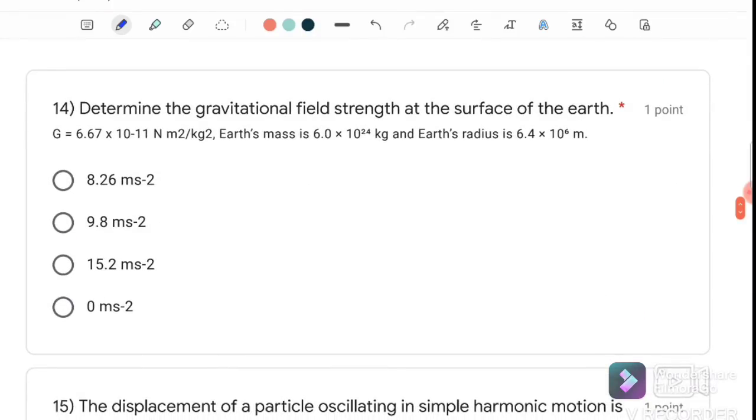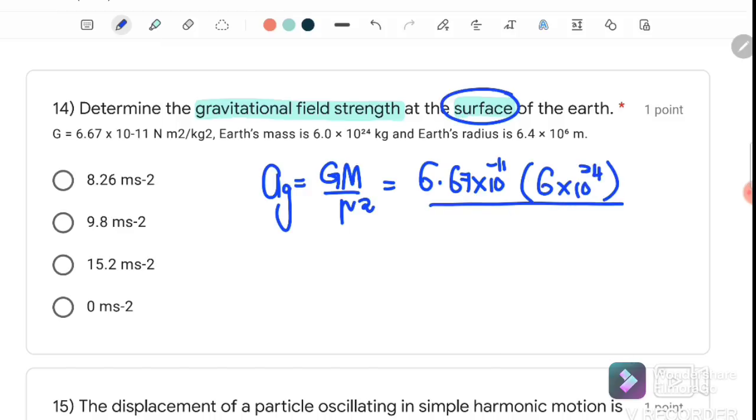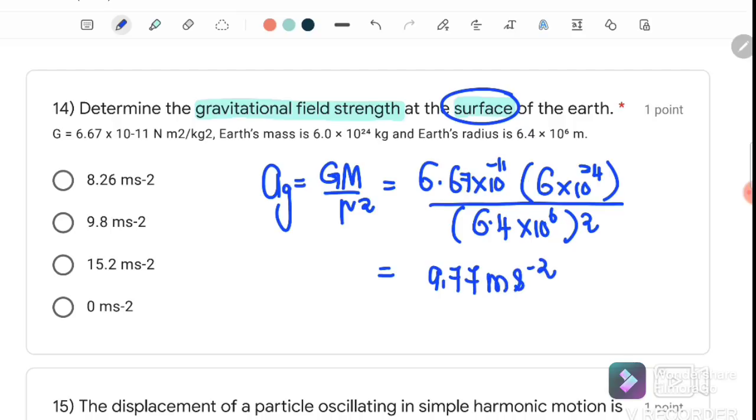Next, question number 14, still chapter 7. Determine the gravitational field strength at the surface of the Earth. So the gravitational field strength g is equal to GM over R squared, where G is 6.67 exponent negative 11, and the mass of the Earth is exponent 24. And the radius here, because it's at the surface, is equal to the radius of the Earth, 6.4 exponent 6, and remember to square. So finally, the answer that we will get is 9.77 meter per second squared. Okay, so the nearest answer is B.